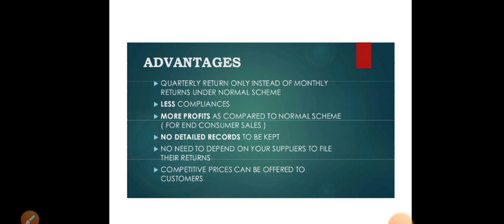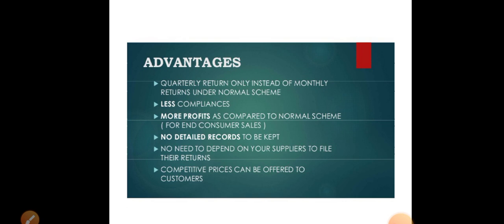The first one: the very tedious job in normal GST is that we have to file returns. Actually there are 23 filings in one year for an ordinary person. If you go under the composition scheme, it is a quarterly return only instead of a monthly return. No need to go for a monthly return; we can go for a quarterly return.